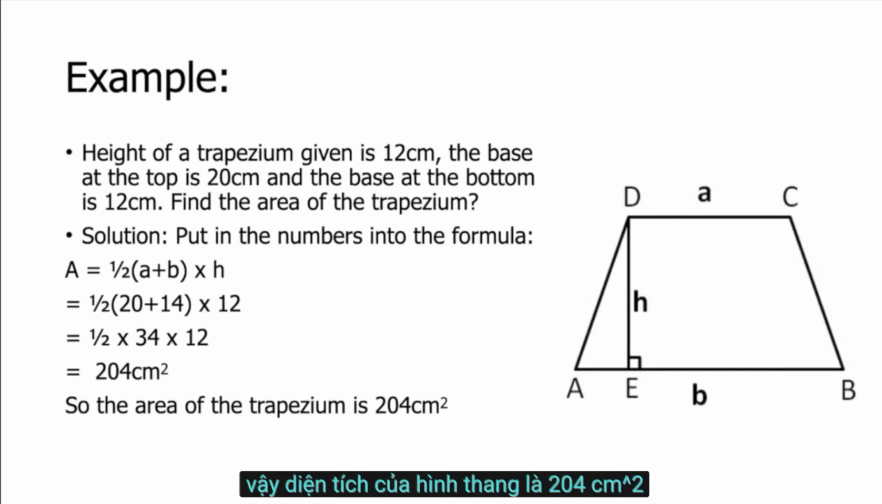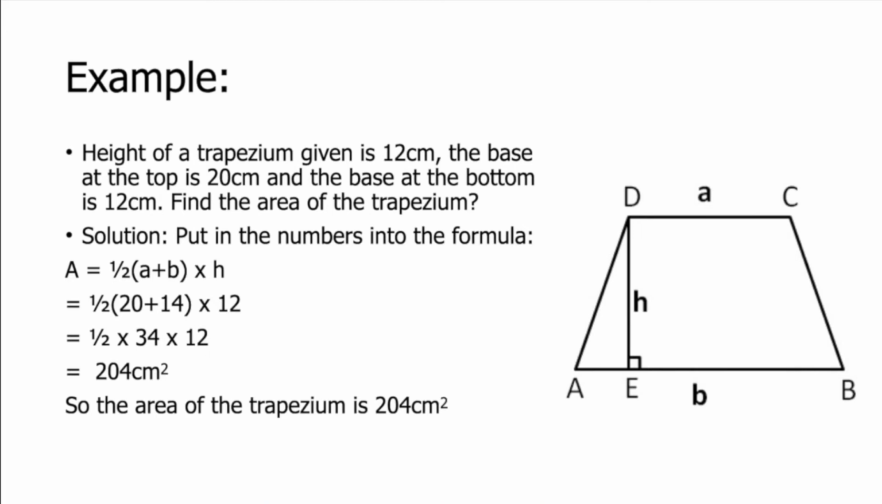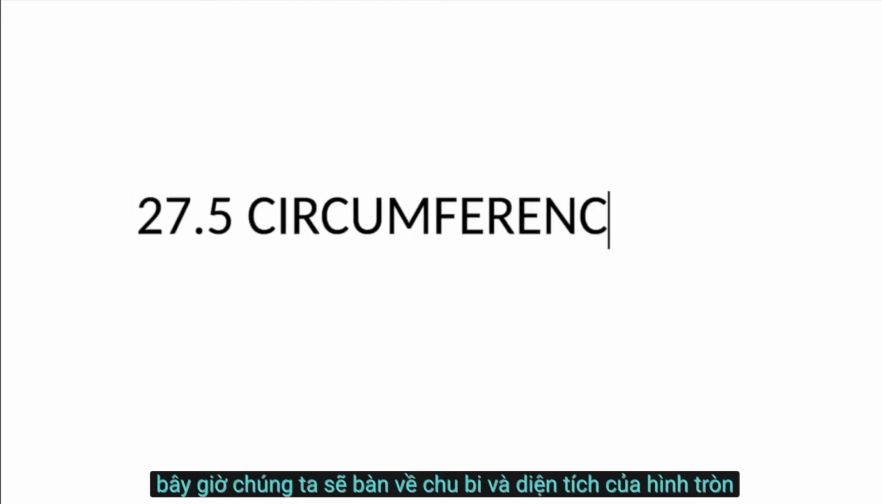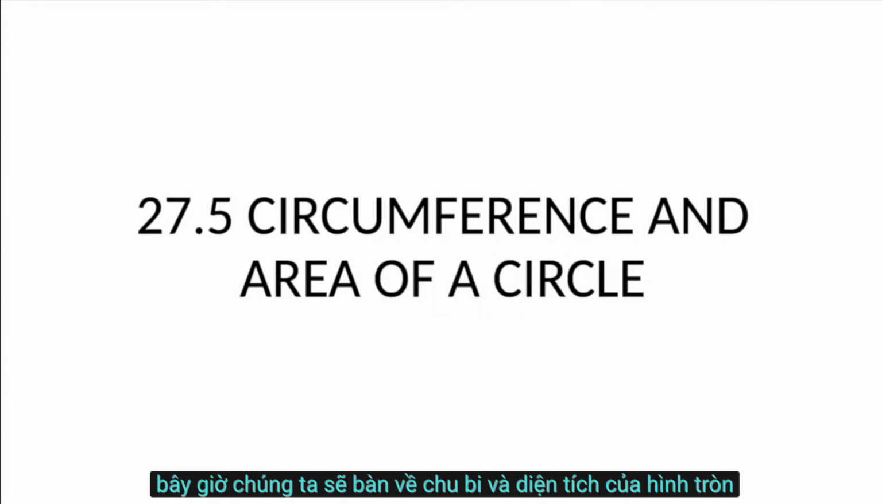So the area of the trapezium is 204 centimeters squared. Now we will move on to chapter 27.5, circumference and area of a circle.